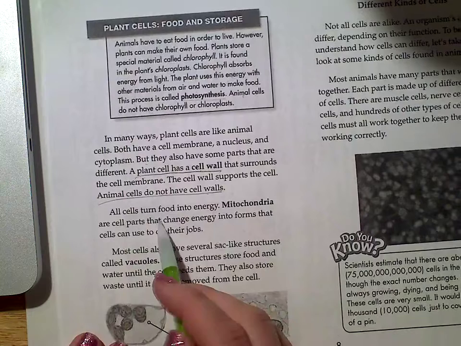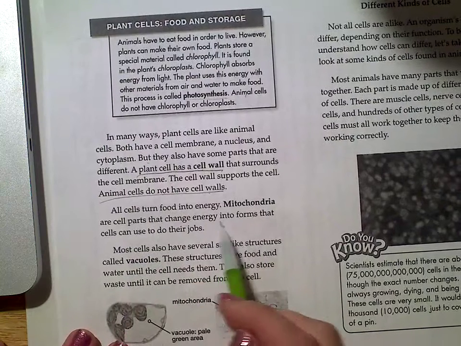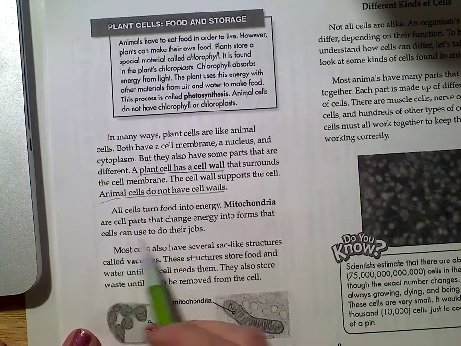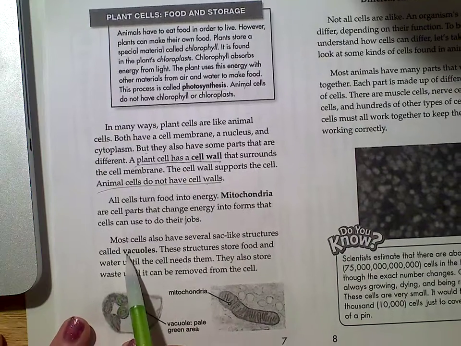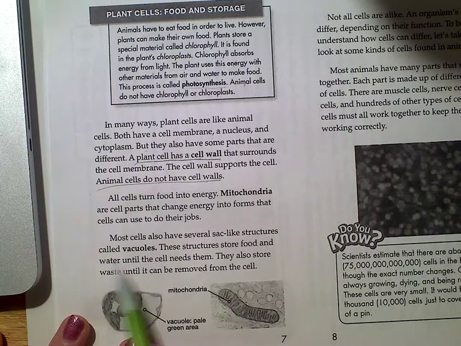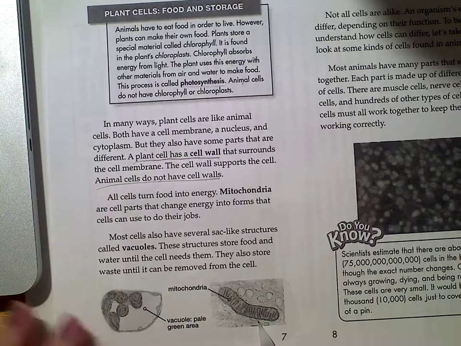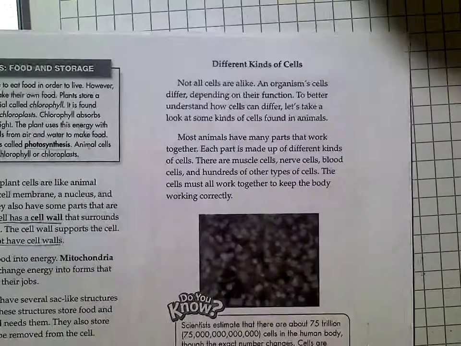All cells turn food into energy. Mitochondria are the cell parts that change energy into forms the cells use to do their job. Most cells also have several sac-like structures called vacuoles. These structures store food and water until the cell needs them. They also store waste until it can be removed from the cell, almost like your gut. It stores food till you need it and then gets rid of it.